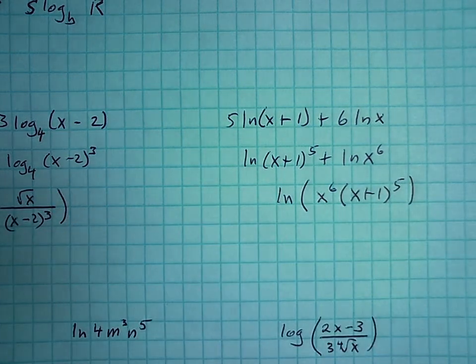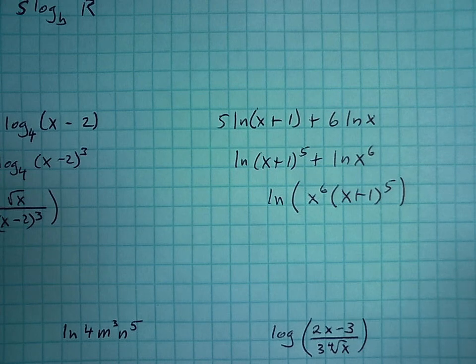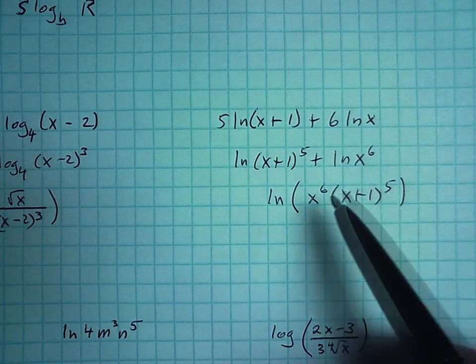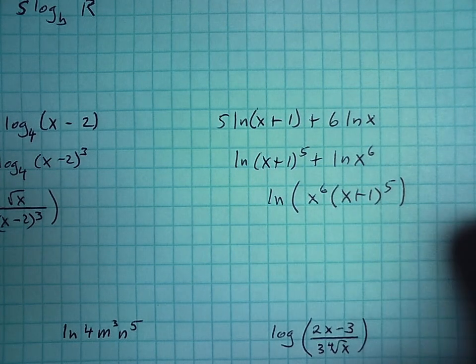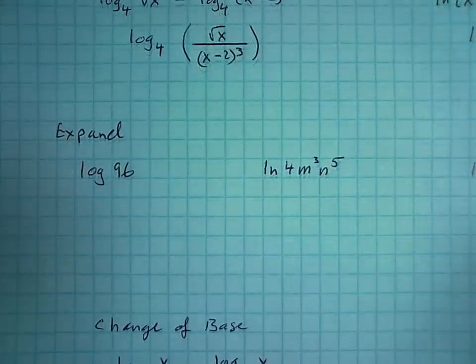The order doesn't really matter, other than usually if we've got a monomial, we put it out front. So if you wrote these in the reverse order, I don't think anybody would be upset with you. So that's condensing logarithms.